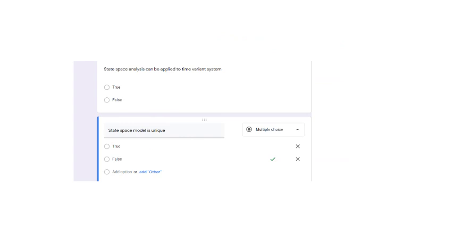Then important, state variable analysis can be applied to time variant system. True. Okay. It is applicable for both time invariant and time variant systems. It is applicable for both, right? But the transfer function is applicable only for time invariant system.